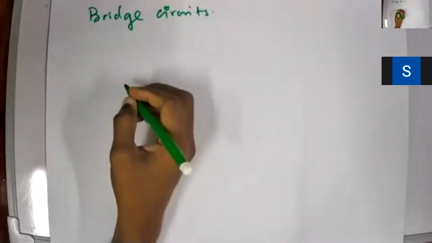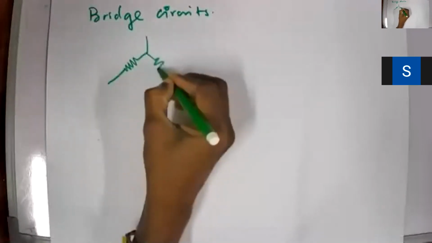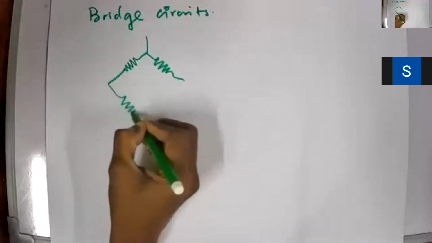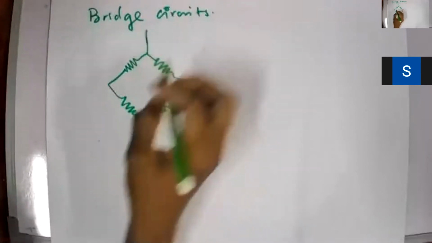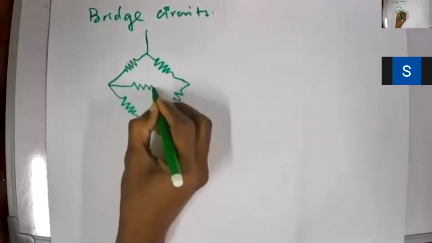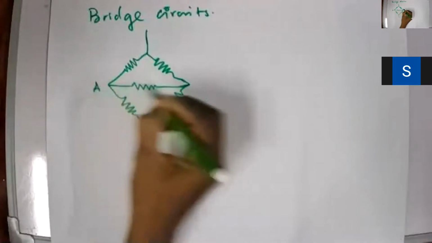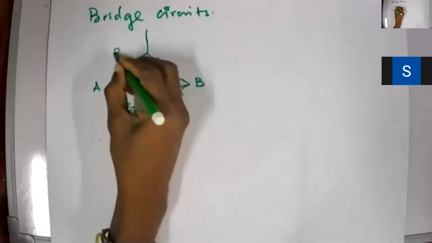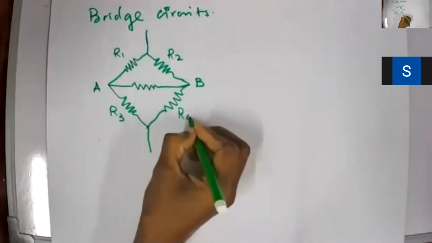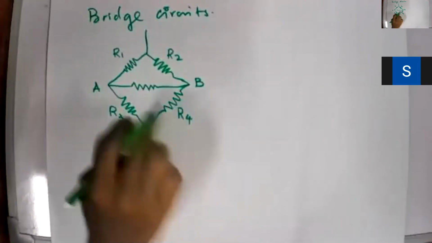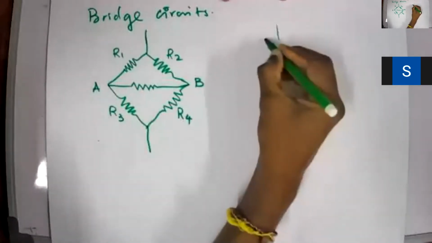Right. So I'll draw a simple Wheatstone bridge. So this is the structure. Hope all of you are remembering this one from your A levels electricity. Then here I have the resistors. So this is called the Wheatstone bridge. So let this be point A and point B, resistors R1, R2, R3 and R4. So I can redraw the circuit like this.